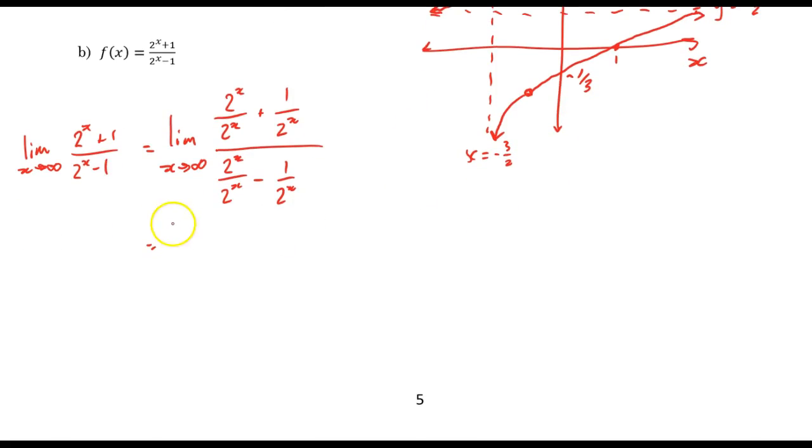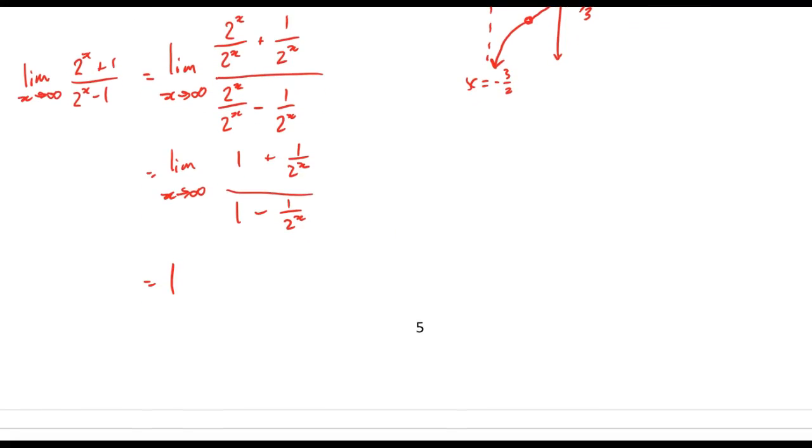Okay, this is the limit as x approaches infinity of 1 plus 1 over 2 to the x over 1 minus 1 over 2 to the x. Now, as x gets very large, 1 over 2 to the x becomes 0. So I get 1 over 1. So as x gets very large, this function approaches 1.